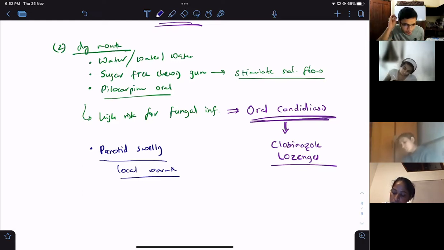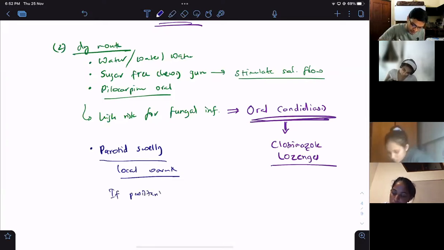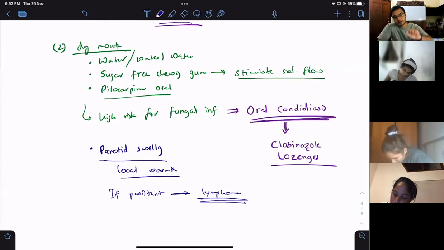But what is the important point I want you all to know here? If it is persistent, what is it? Rule out lymphoma. If it is persistent, rule out lymphoma, because parotid swelling in Sjogren's is a recurrent form. It comes and goes.